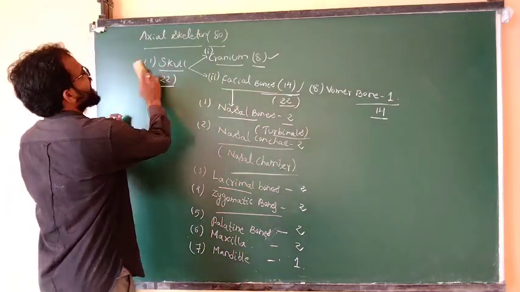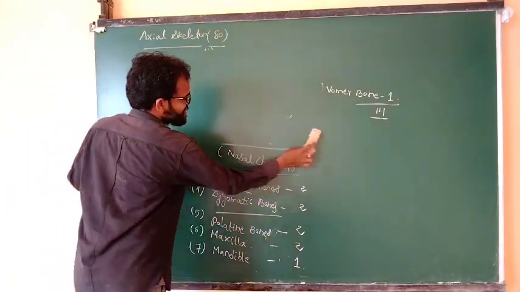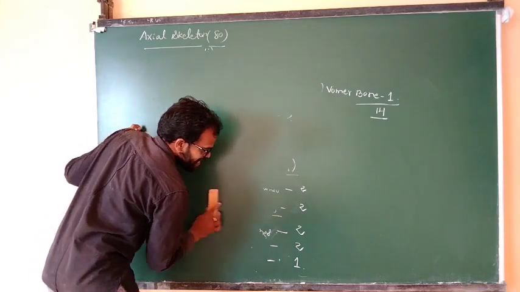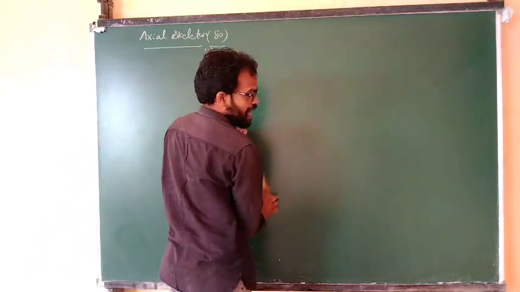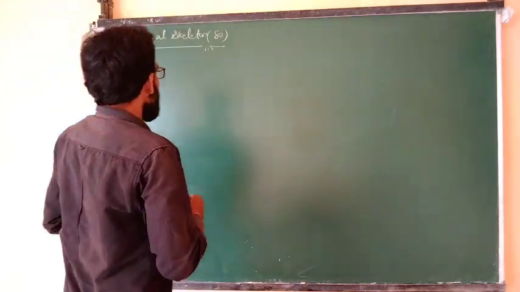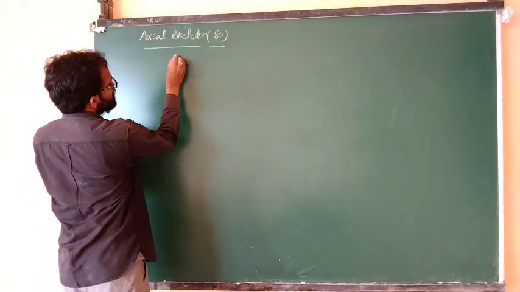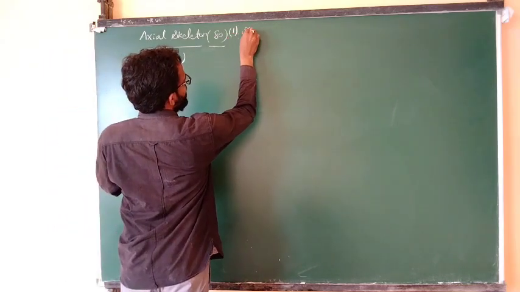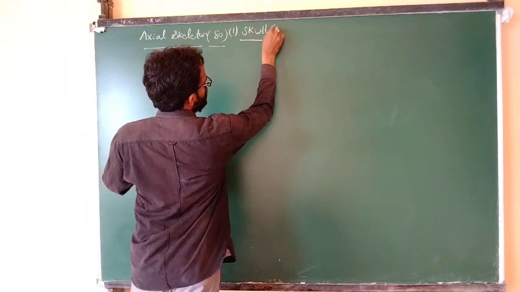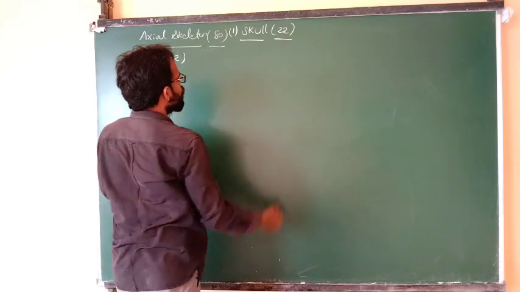After the skull, what is the next? The axial skeleton. After the skull, the next is the axial skeleton. The first one is known as the skull. The skull consists of 22 bones.